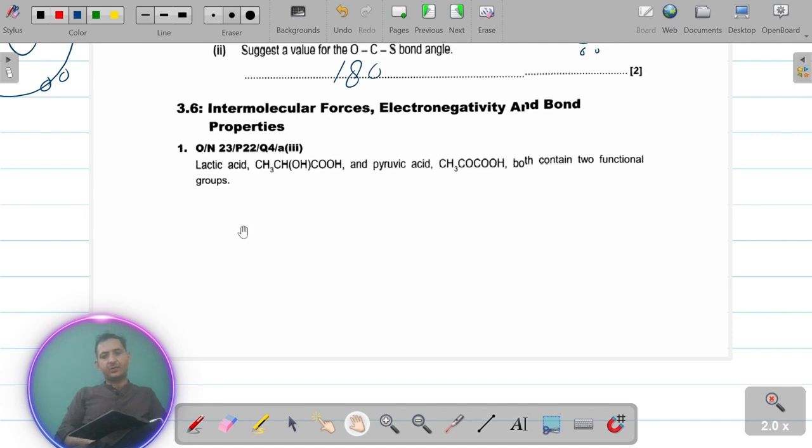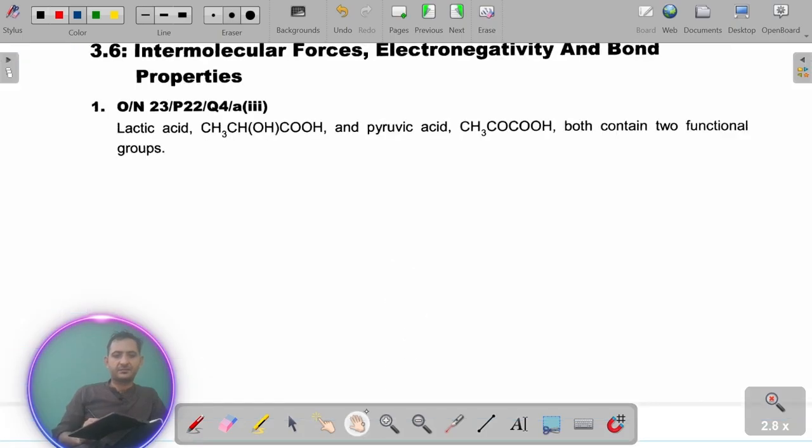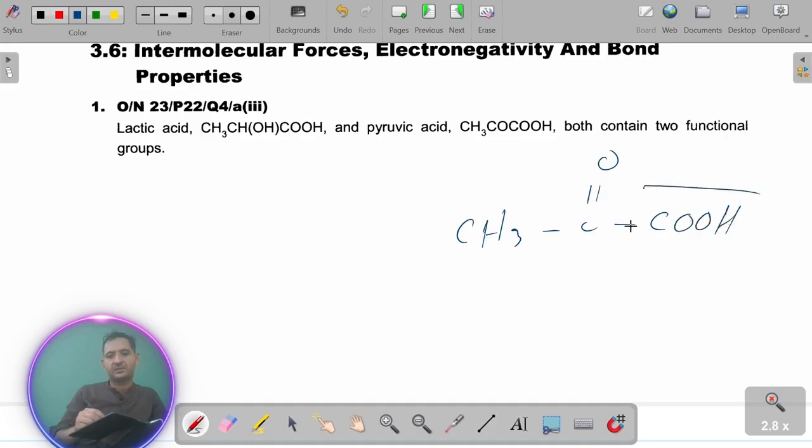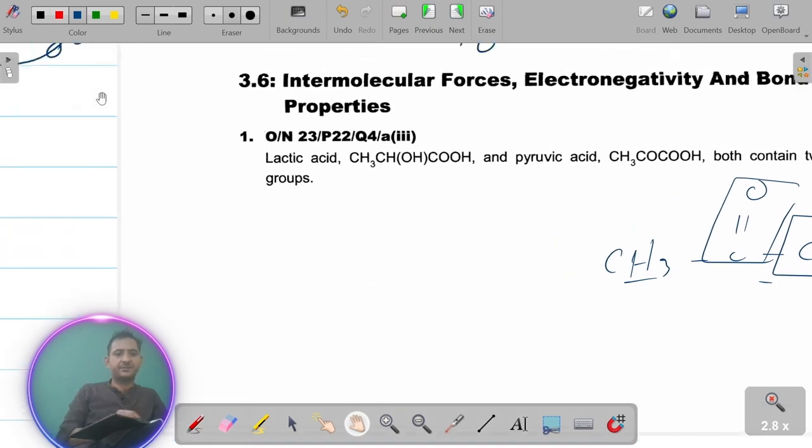Lactic acid and pyruvic acid both contain two functional groups. What type of functional groups are there? Carboxylic acid and alcohol. And what about this one? It is CH3, C double bond O. It is carbonyl. You can even say ketone. So it is carboxylic and it is ketone because it's connected with two carbons. Okay, so what's the question?